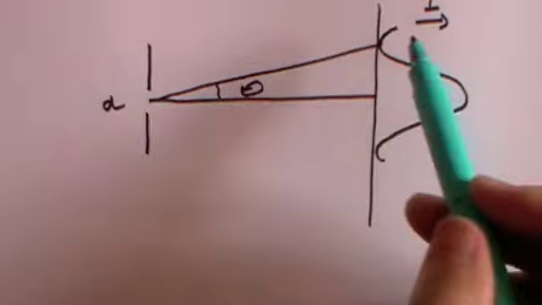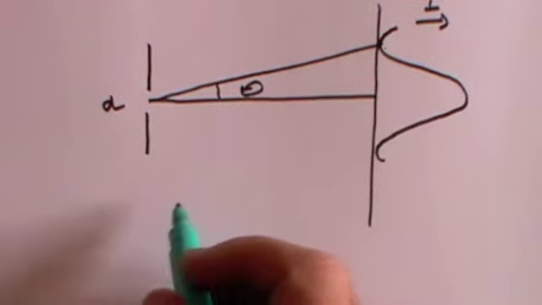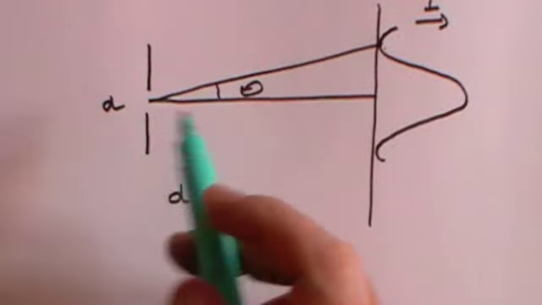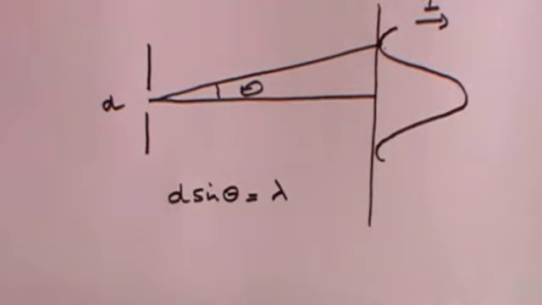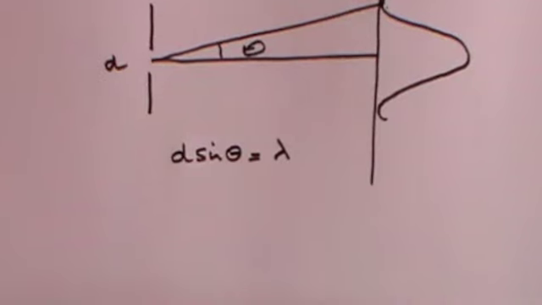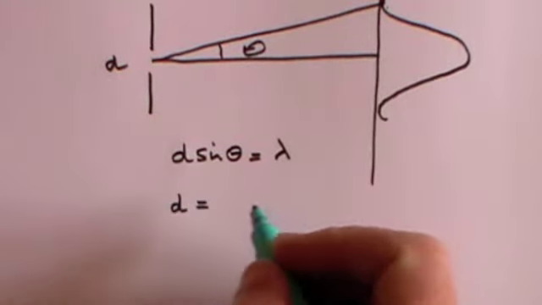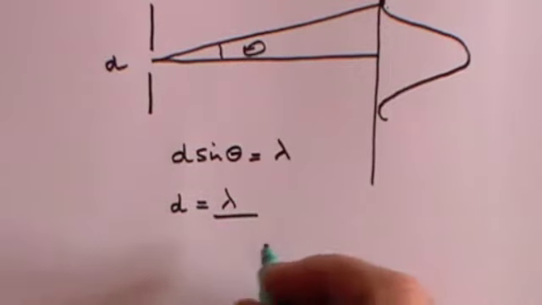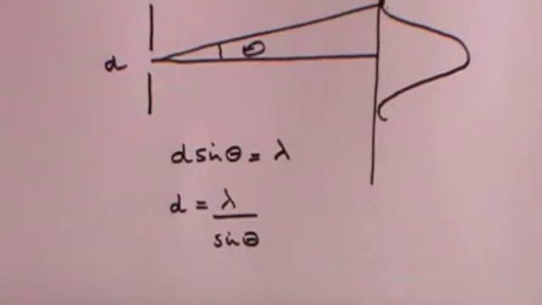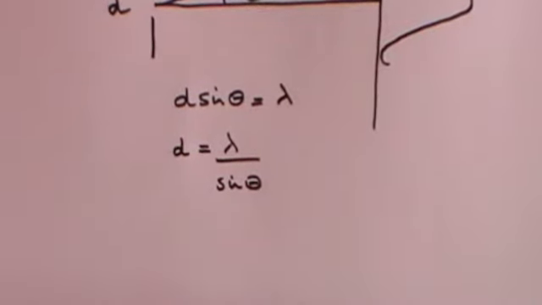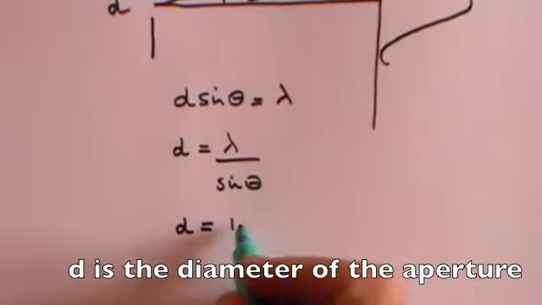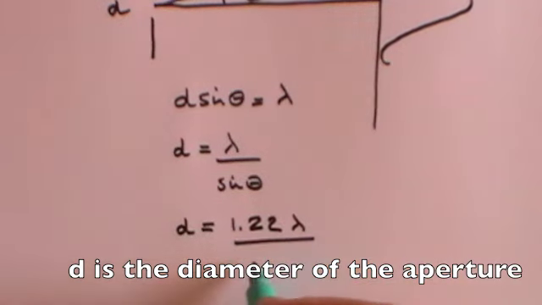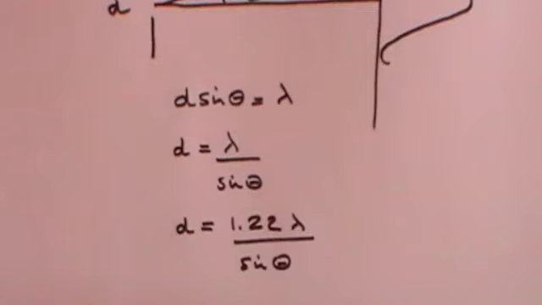And we calculated that the angle theta for the first dark fringe, as it were, is given by d, which is the width of the slit, times the sine of the angle theta is equal to the wavelength of the light. And that means that if you want to calculate the thickness of the slit, that is equal to the wavelength divided by the sine of the angle. Now that is for a slit. If you have a circular aperture, then you have to modify that just slightly by saying that d is 1.22 times lambda divided by sine theta. It simply reflects the fact that this is no longer a slit, this is a circular aperture.